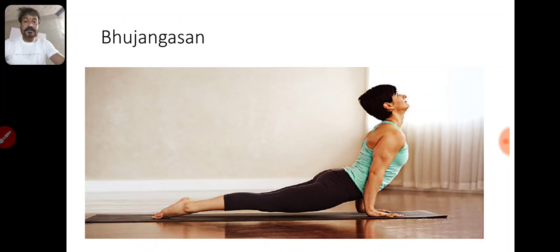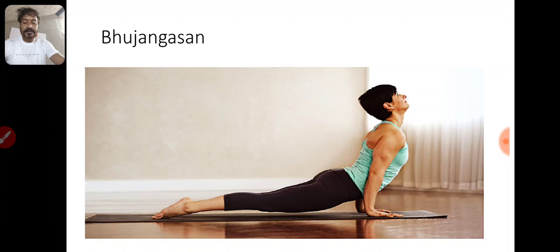It stretches muscles in the shoulders, chest and abdomen, decreases stiffness in the lower back, strengthens arms and shoulders, and improves menstrual irregularities. It also firms and tones our buttocks. It also regulates blood circulation, but some contraindications are also there, like we should not perform this asana during pregnancy.